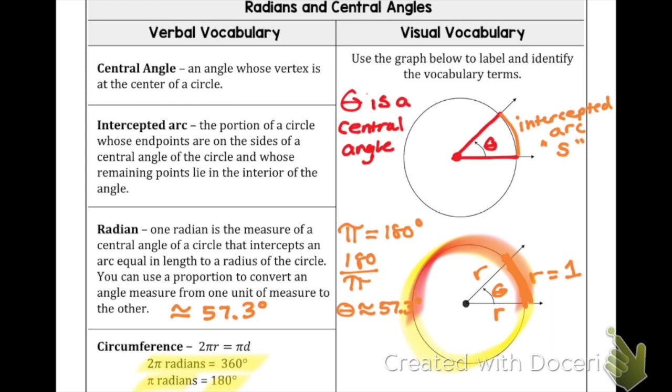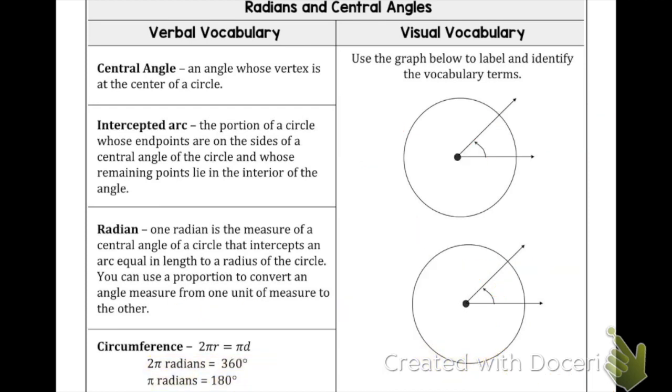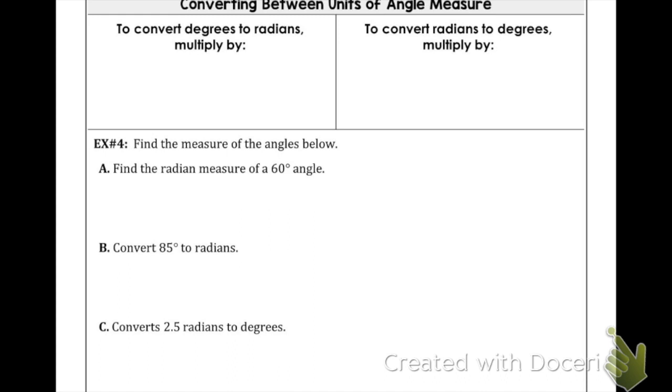Okay. So when theta is equal to 1 radian, then we know that our radius is equal to our arc, which means our radius is equal to s. Right? Okay, so we can convert back and forth between radians and degrees, kind of using that philosophy.